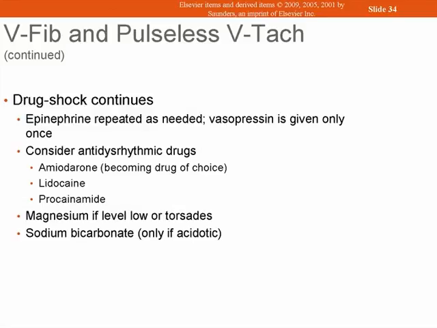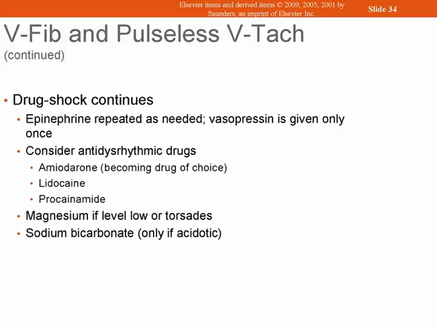So then once you initially do your 3 shocks, 3 rapid shocks, then you're going to do a drug and then shock, drug and then shock. So if you get epinephrine, you can repeat that. If you give vasopressin, you can only give it once. Consider using some type of antidysrhythmic drug the next time, like amiodarone, which is the first line drug of choice, lidocaine, and procainamide.